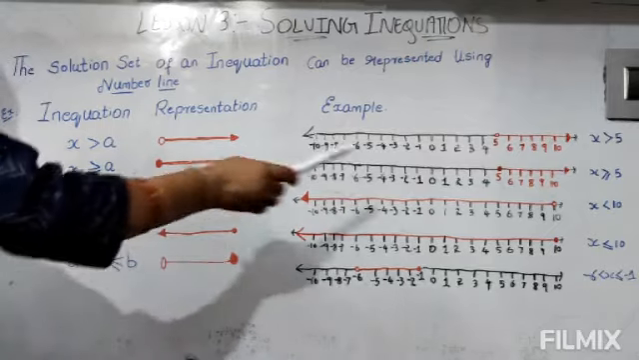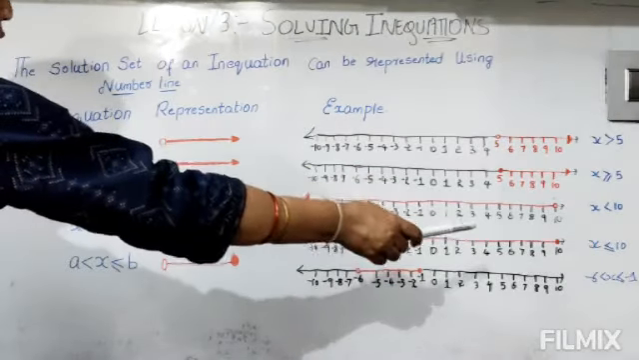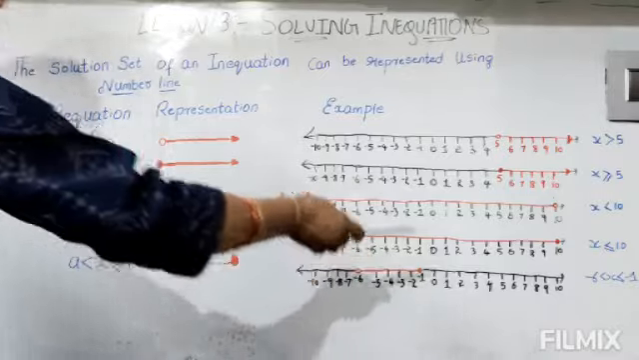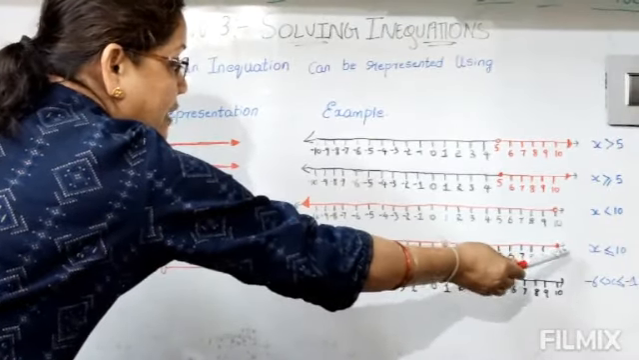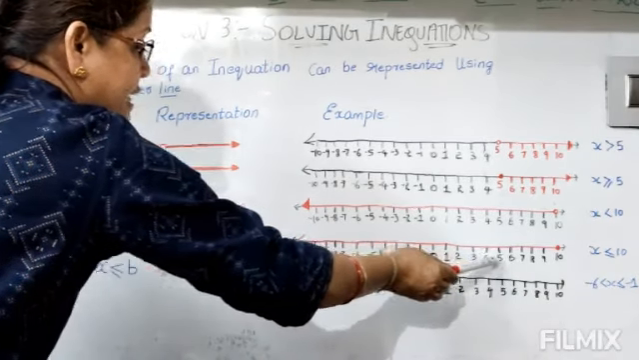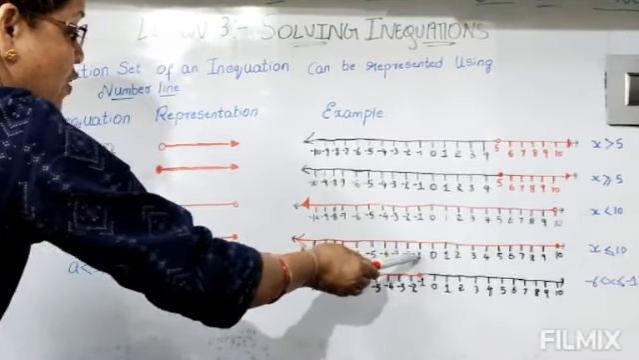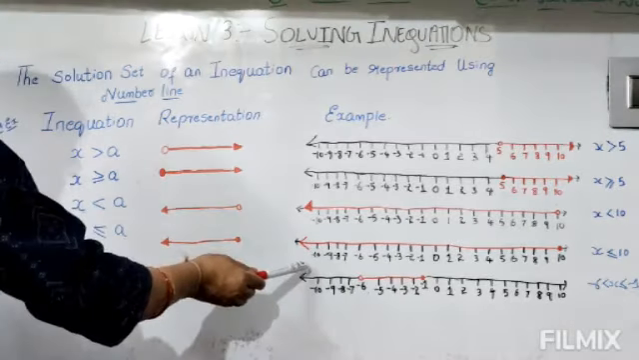So, x is less than or equal to 10 means again the darkened dot is on the 10. So, 10 is included: 10, 9, 8, 7, 6, 5, 4, 3, 2, 1, 0, minus 1 till minus 10.